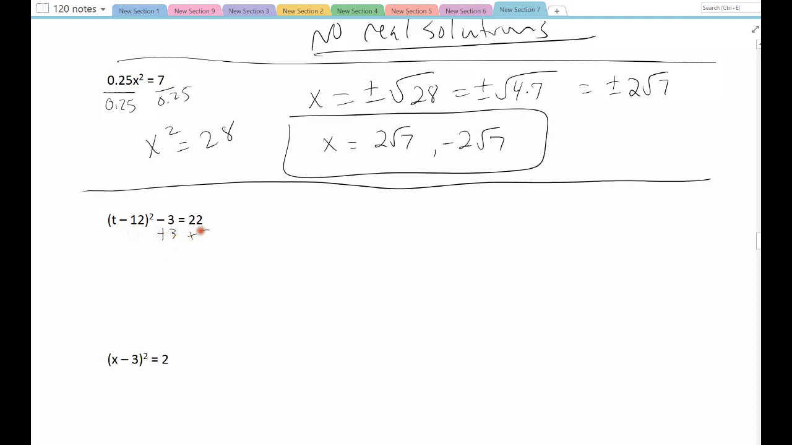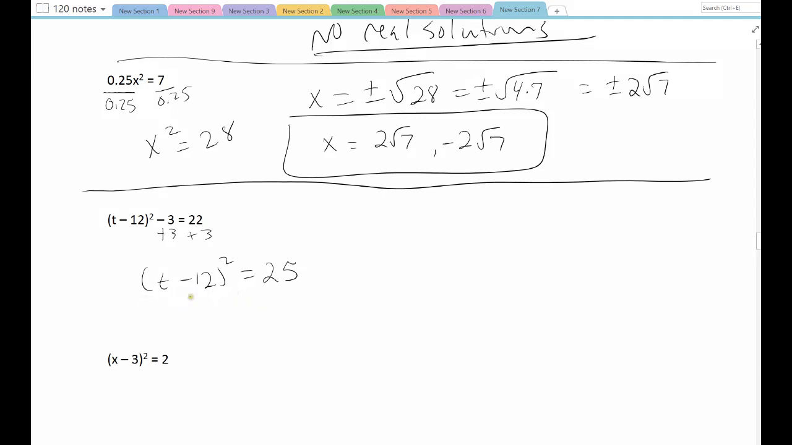So I'm going to add 3 to the other side. And so I get t minus 12 squared equals 25. And then I'm going to use the square root property here. This is where you kind of use this property hand in hand with completing the square. If you look at the completing the square video, this is where they use it, using this property. Now we're just going to use the square root property and then the other methods. But this is where you could use it.